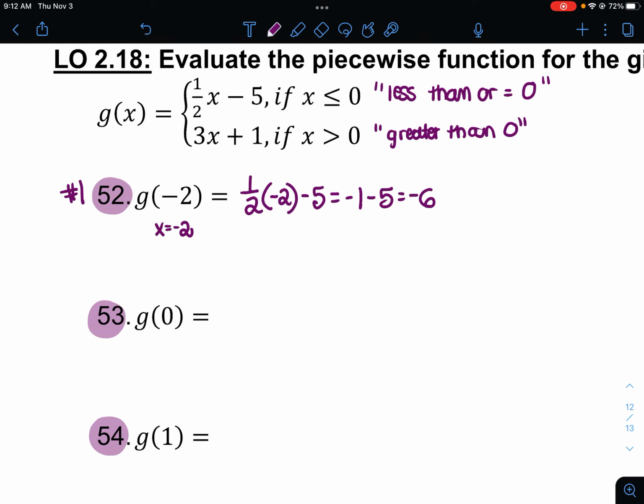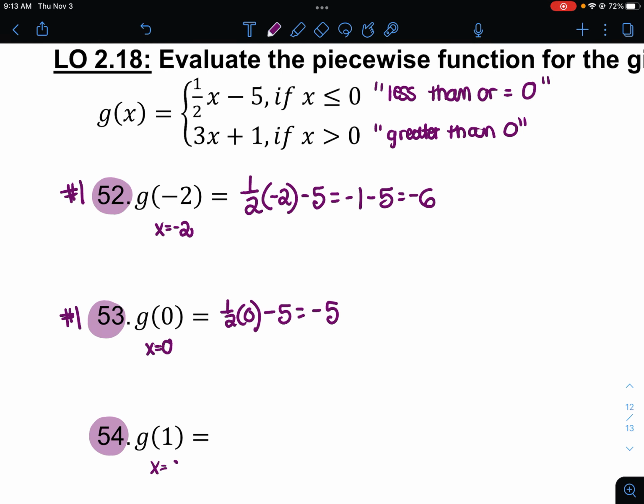All right, 53. If x equals 0, we are going to use which equation? The first one or the second one? We are also going to use the first one here because it's less than or equal to 0. When x equals 0, you use the first one. So 1/2 times 0 is 0. Minus 5 gets me a negative 5.